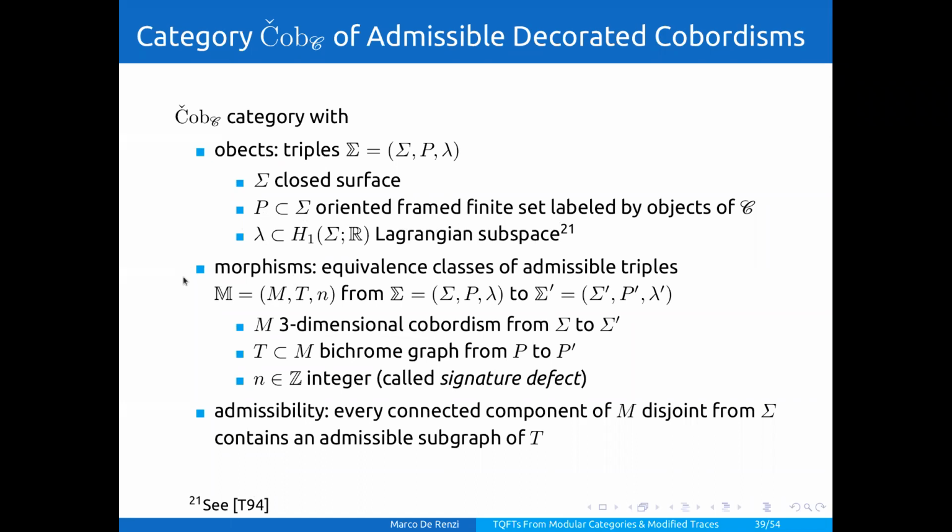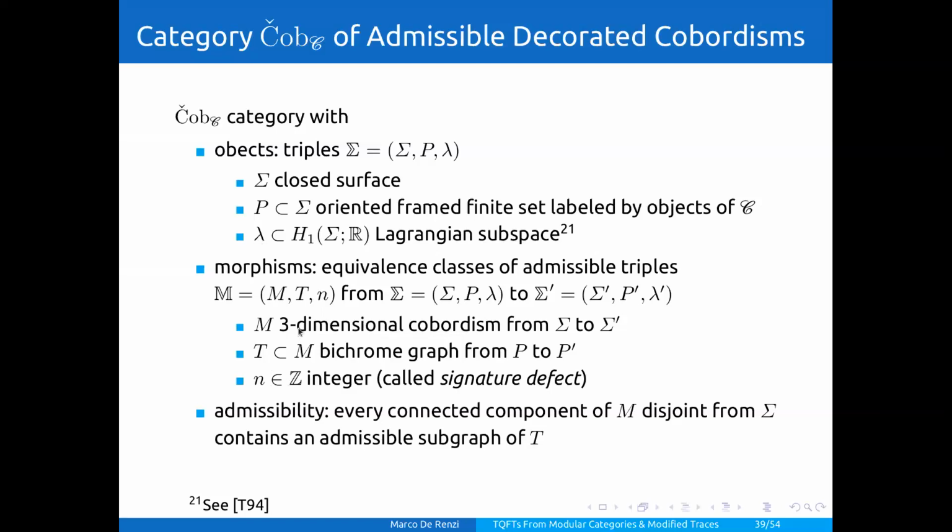Now, morphisms in this category are given by equivalence classes of admissible triples M, T, N. This M, T, N will be a morphism from sigma, P, lambda to sigma prime, P prime, lambda prime. And M in this triple is a three-dimensional cobordism from sigma to sigma prime. T is a bichrome graph embedded inside M that goes from P to P prime. And N is just an integer, which is called the signature defect. And again, as a first approximation, you can forget about this integer. I will tell you a little bit more about it later, but this is kind of in the same family of decorations as Lagrangian subspaces.